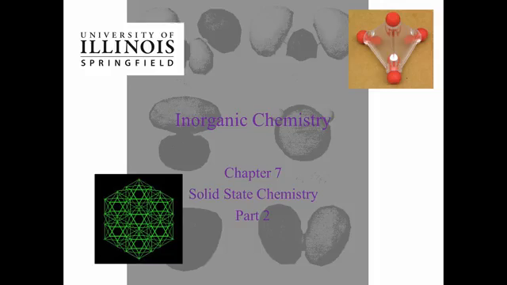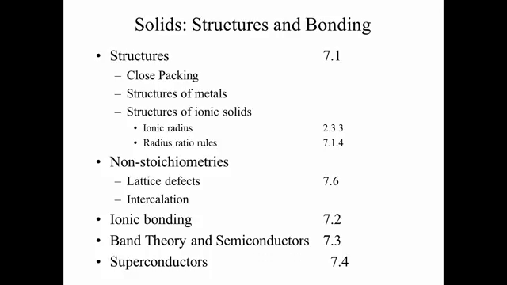Welcome back to Inorganic Chemistry. In the second part of Chapter 7, we'll continue looking at solid-state chemistry. In our first part, we looked at the structures of some common compounds, metals, and binary and ternary solids.